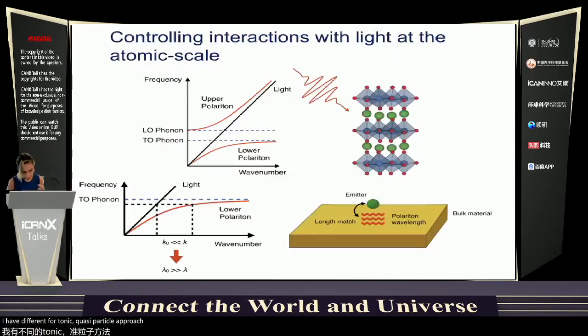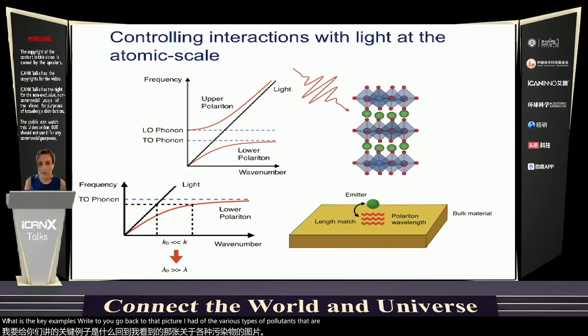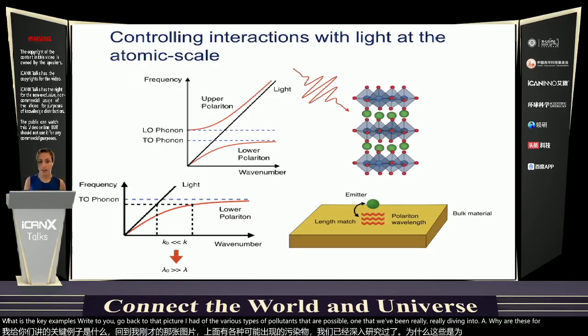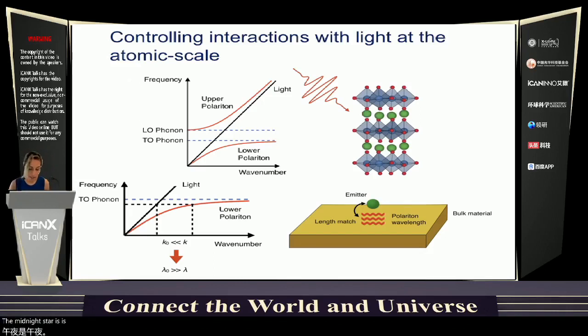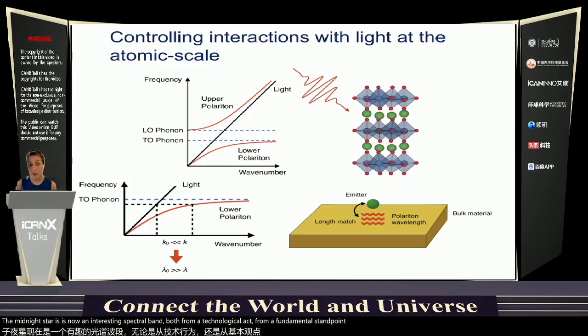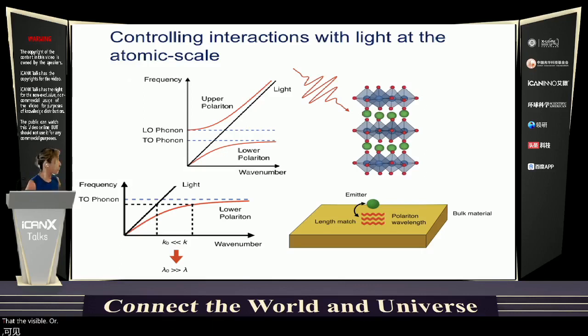One of the key examples, right? So you go back to that picture I had of the various types of polaritons that are possible. One that we've been really diving into a lot are these phonon-polaritons. And they're exciting because they allow you to take polaritonics into the mid-IR. The mid-IR is an interesting spectral band, both from a technological and from a fundamental standpoint. It also has fewer losses than you would get in the visible or the near IR.